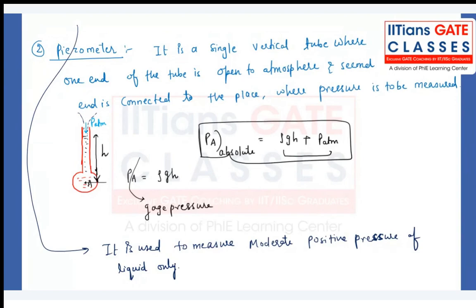Again, in the manometer we have different types: a simple manometer, differential manometer, and inverted differential manometer, right? For measuring negative gauge pressure. So for all those purposes, we have the instrument called the manometer. Now, all of you have noted down. Can I move to the next one?